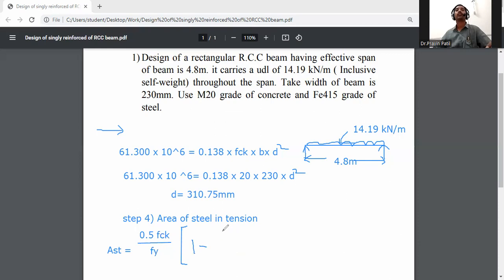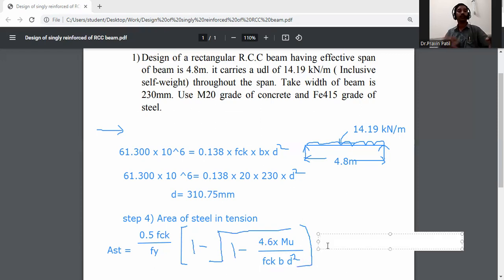Bracket, 1 minus root of 1 minus 4.6 into Mu divided by fck b d square, in bracket b into d. Okay, put all these values here.